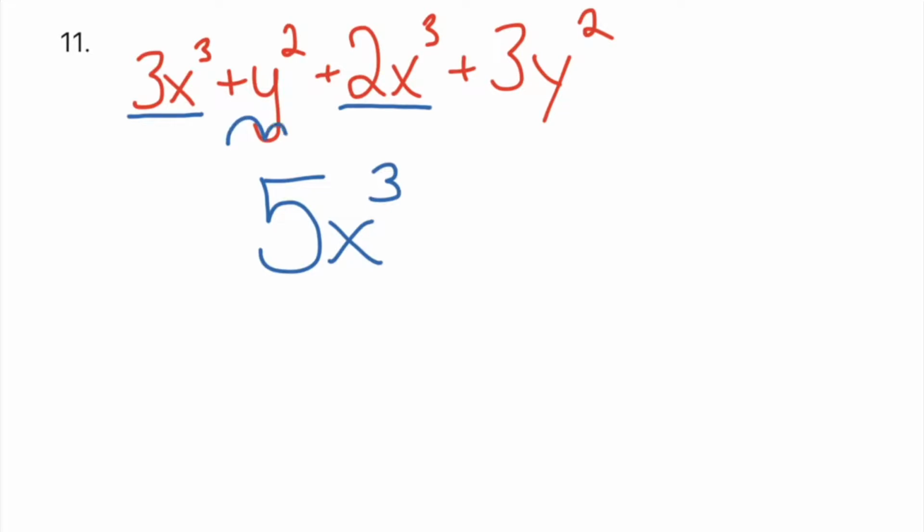Next, we have a y squared and another y squared. Now remember, there's really a 1 in front of there. We just don't usually write it. So that's going to be plus 4y squared.